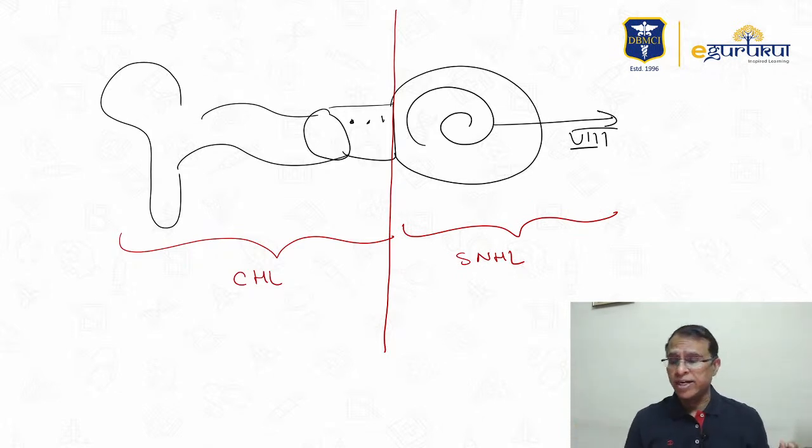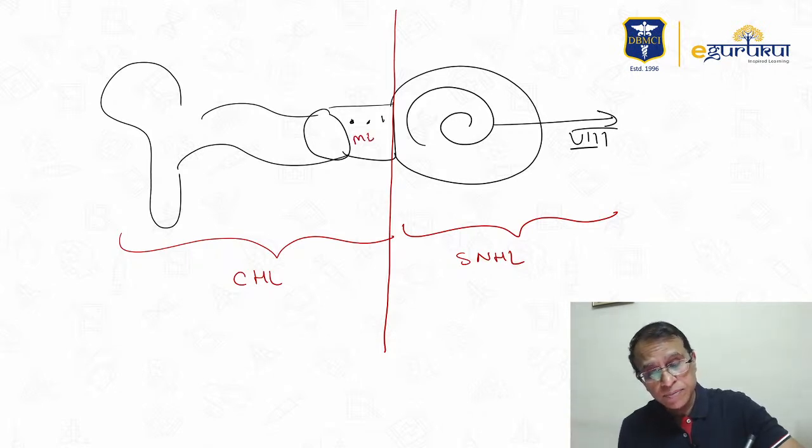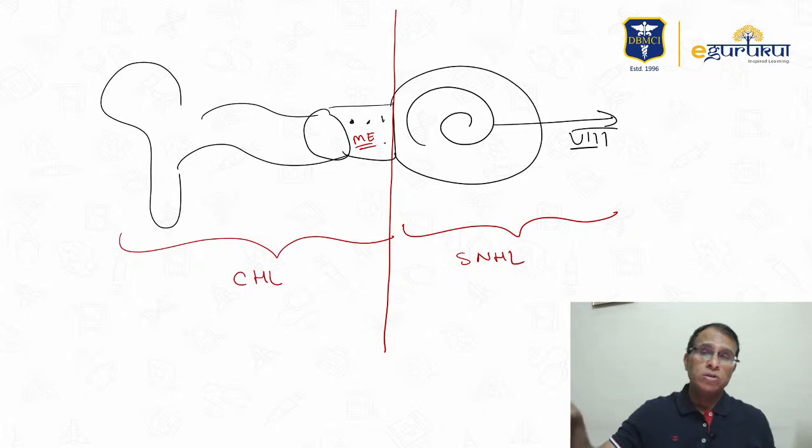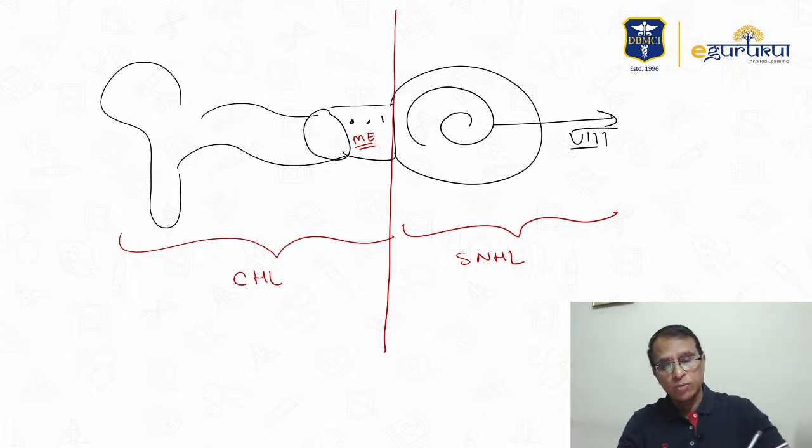So never try to think कि कौन सा disease में कौन सा hearing loss होगा. It's not about the disease. What part of the ear is involved by the disease? If it is middle ear, whether it is tuberculosis, otitis media, otosclerosis, glomus tumor, trauma, ossicular damage, anything, it has to be CHL. Straight away.